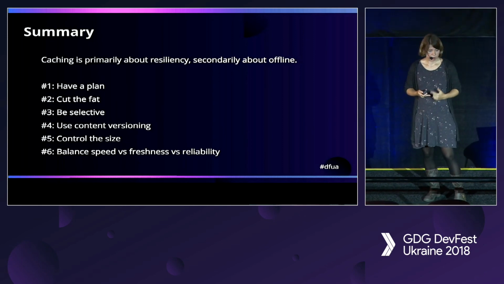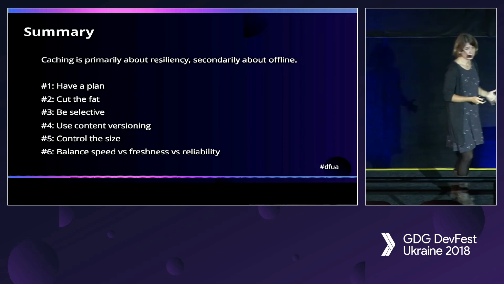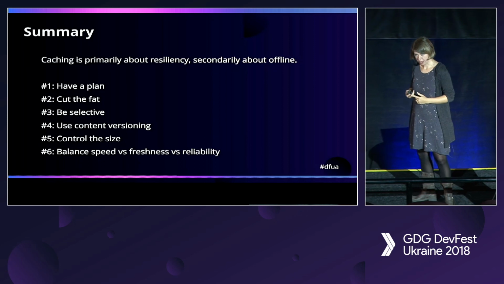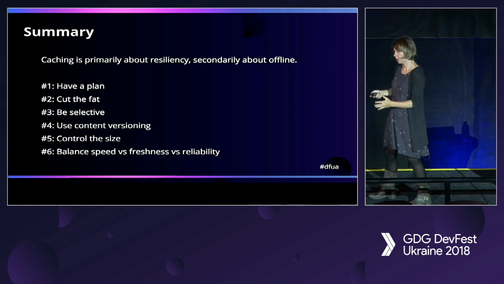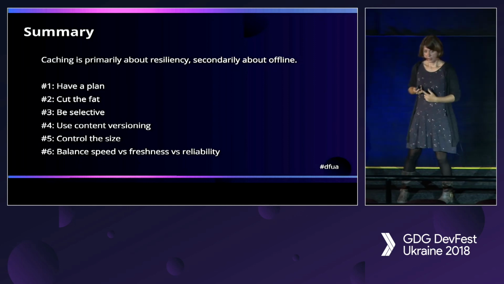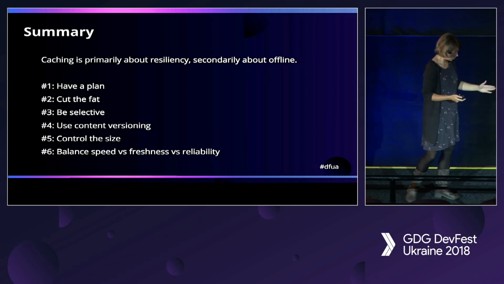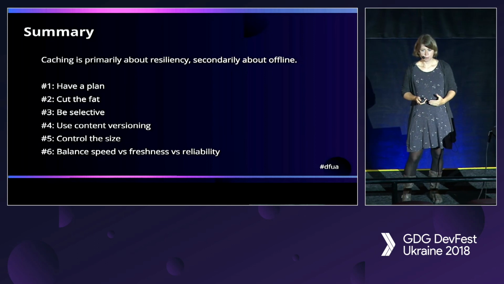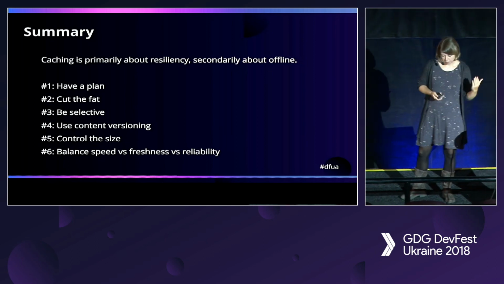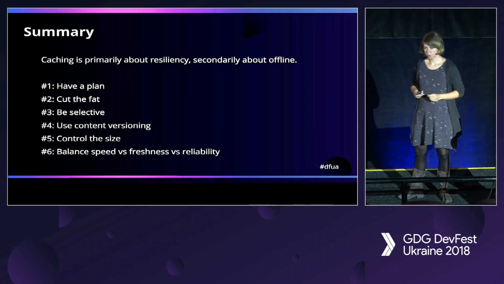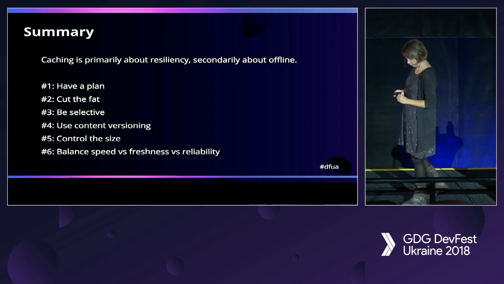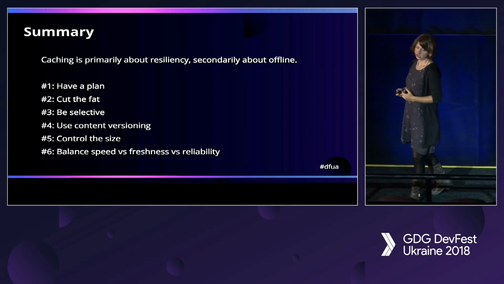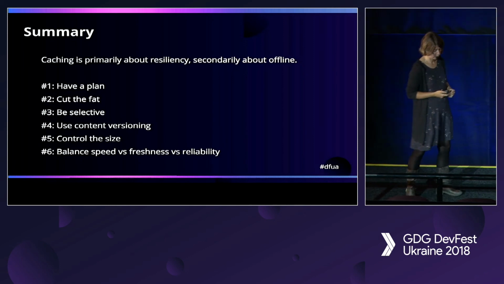So first of all, don't jump straight in and cache everything. Just have a plan, think it through first. Put it on paper, preferably. Secondly, cut the fat. Fix your site before you go for caching. Fix usual performance problems, because they will double your problems when you try to cache everything. Be selective about your content. Understand your content priorities and your content value.